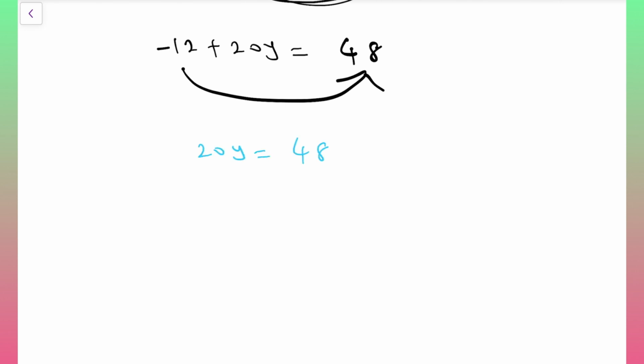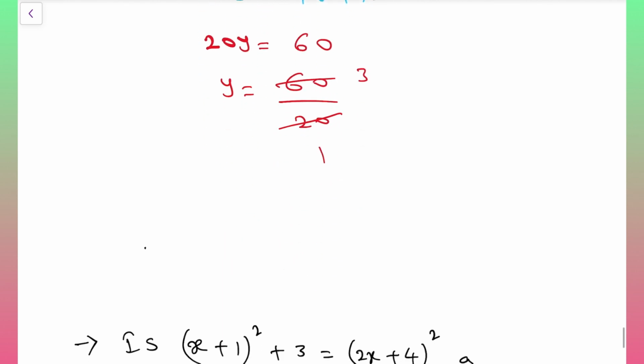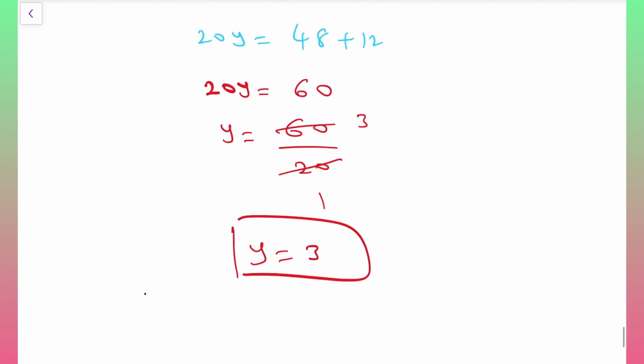20y is equal to 48 plus 12. So we will get 20y is equal to 48 plus 12, 60. Then y is equal to 60 divided by 20. 2 ones are 2, 3 twos are 6. Then y value is equal to 3.